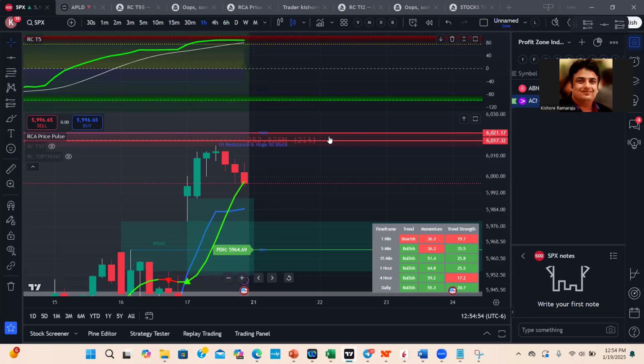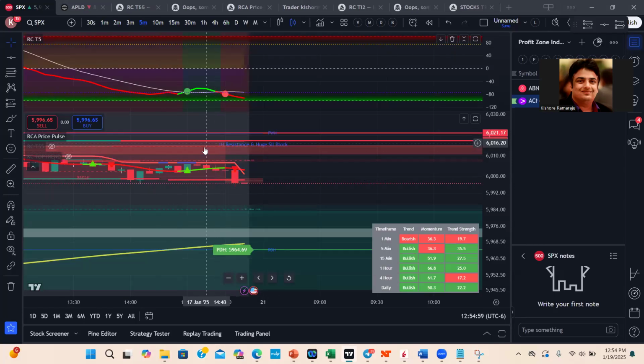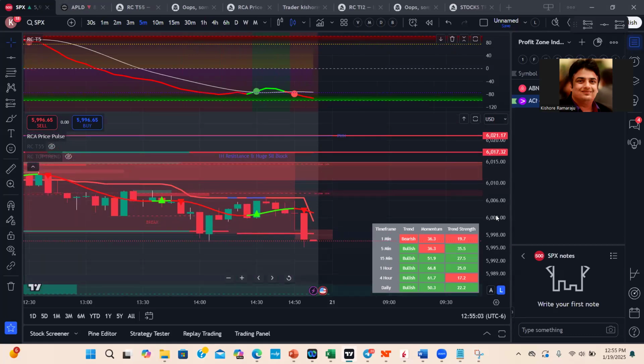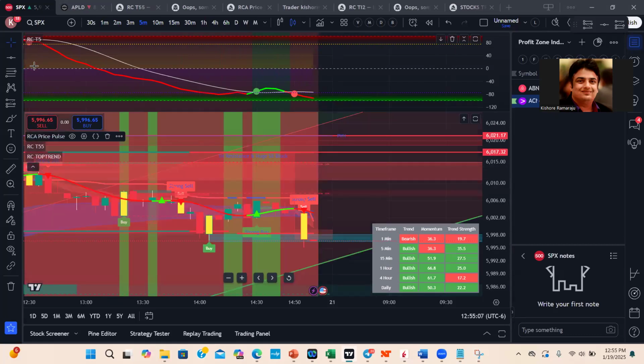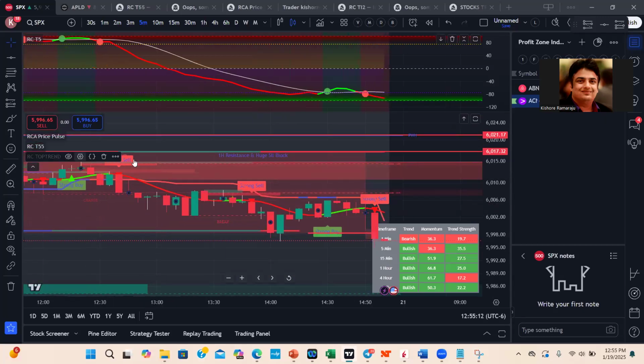But if we use our strategy, as I said, we have mainly three indicators: one is your T55, top trend, price pulse, and T5. Generally your T55 will give a strong sell. If it went all the way to the top and started dropping, you got a strong sell. Your T5 line is red, your price pulse line is red. So it gave a strong sell.